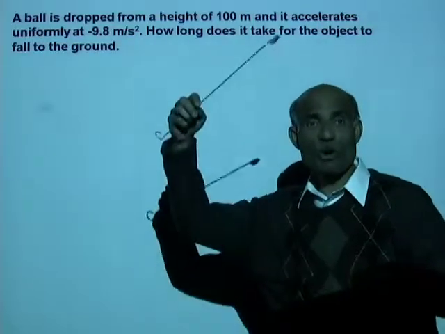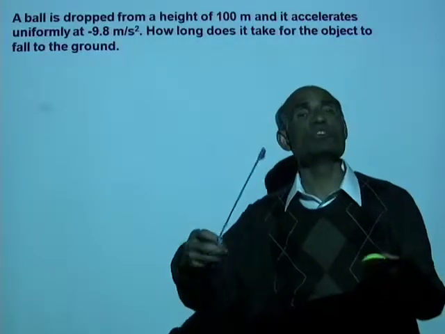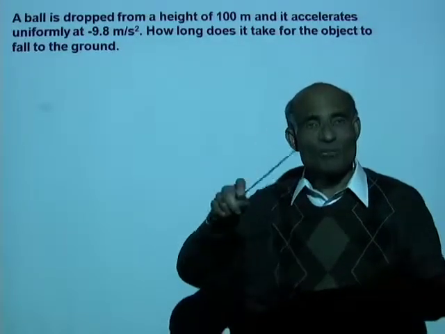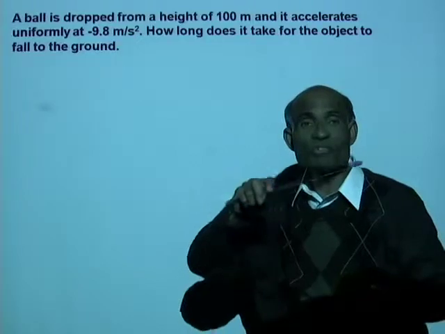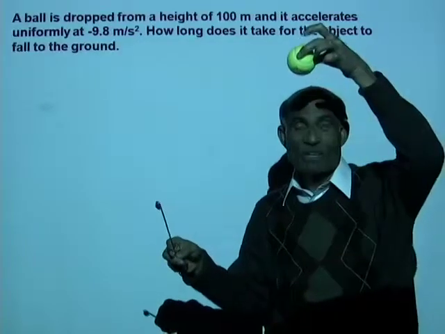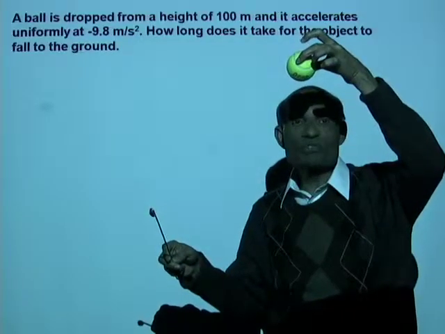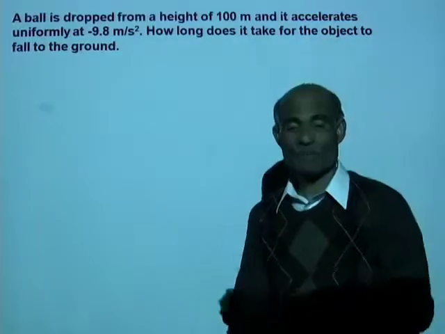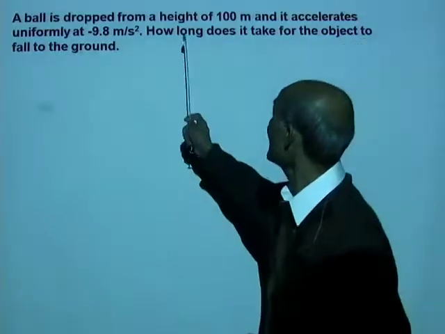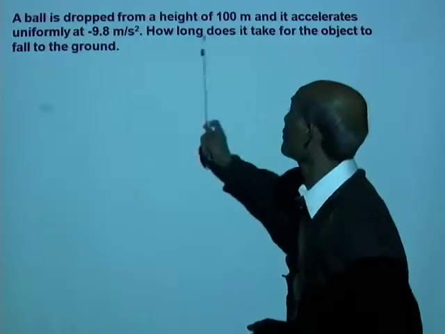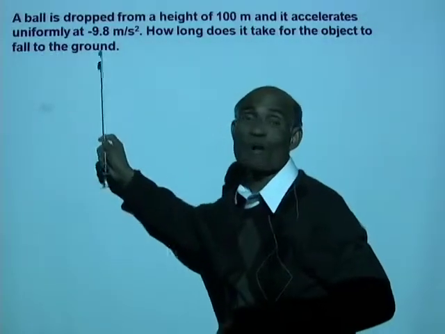This time, because the ball is moving vertically, we use Y for the position. When objects move horizontally, we use X for the position. When vertical motion is considered, we use Y for the position. All right, what do we need to find? How long does it take for the object to fall to the ground?